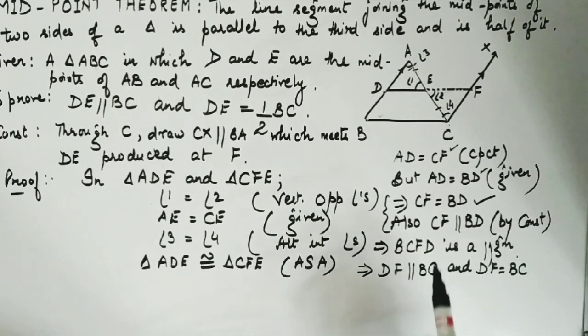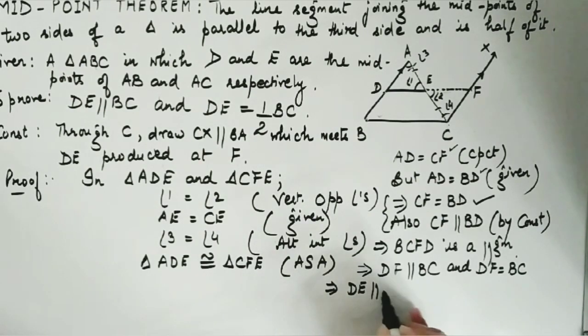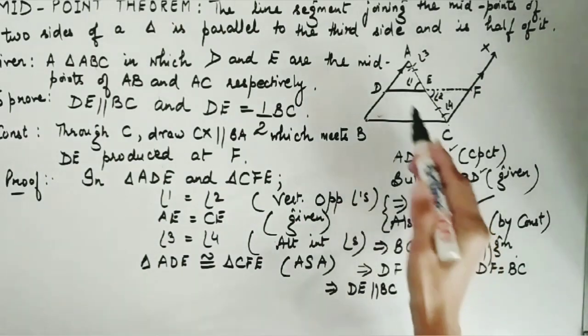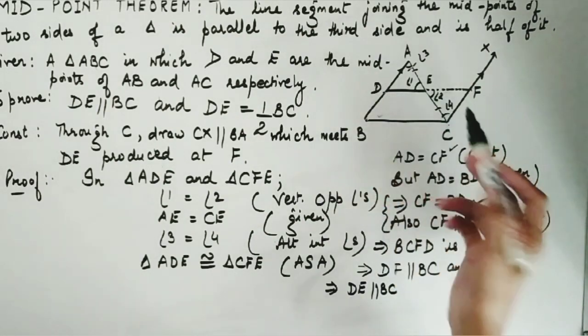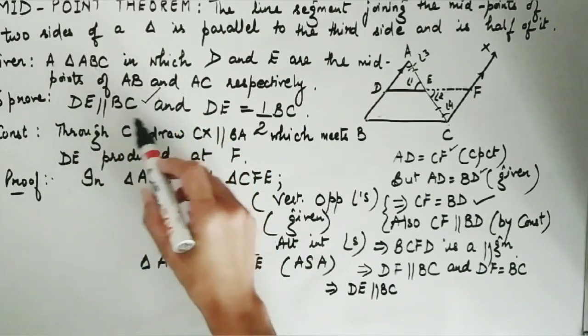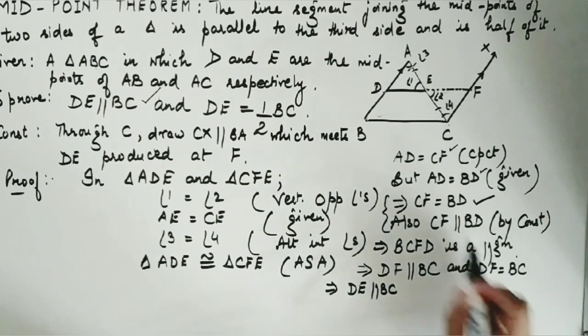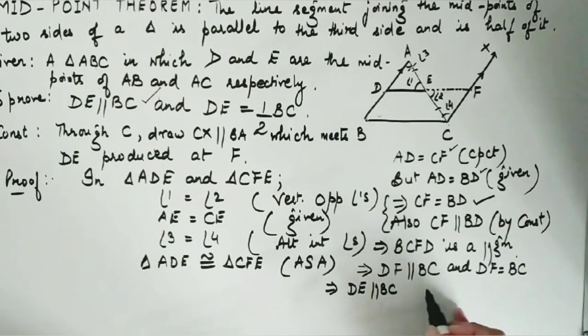So if DF is parallel to BC, that means DE would also be parallel to BC. Why? Because DE is just a part of DF. Okay, so one part, half of the proof, is done. Now DF is equal to BC.